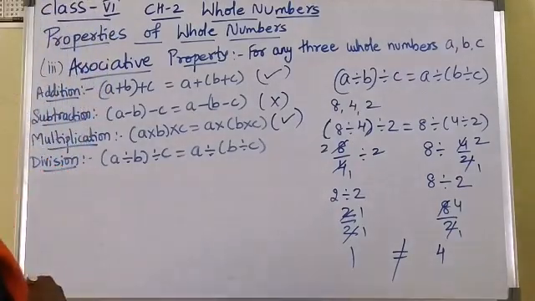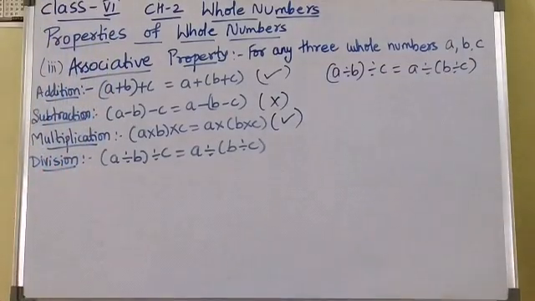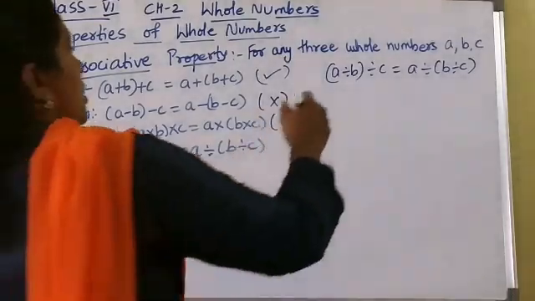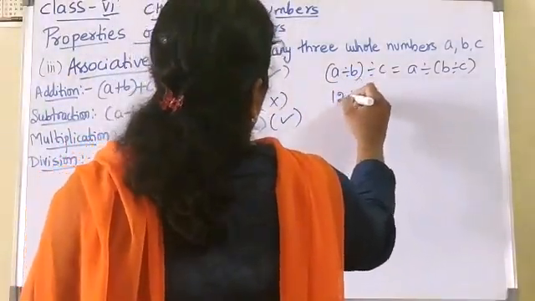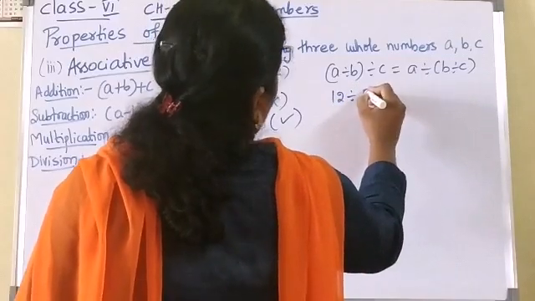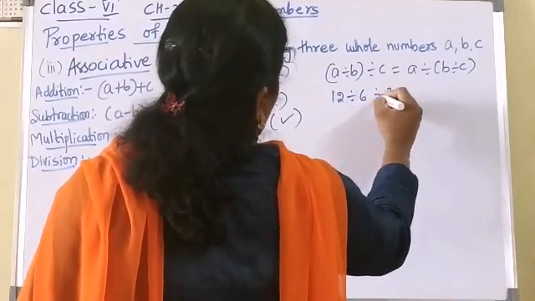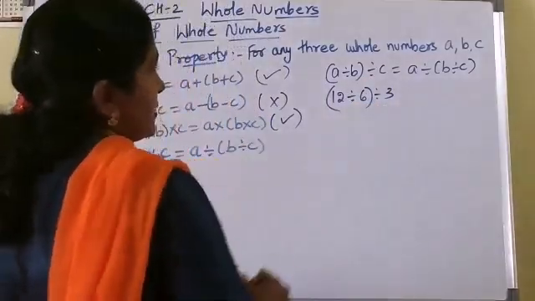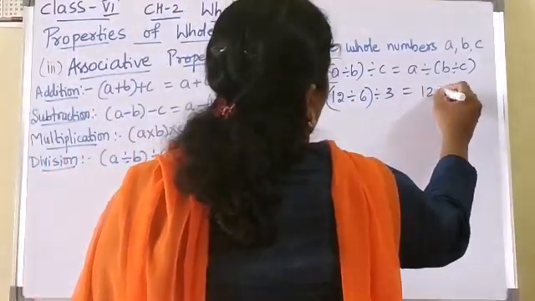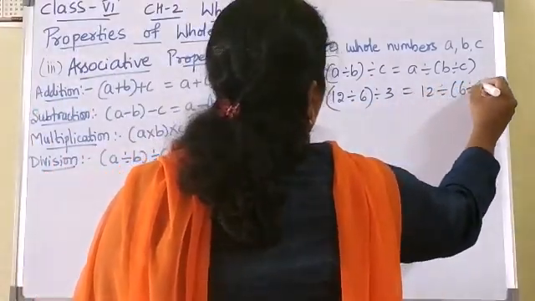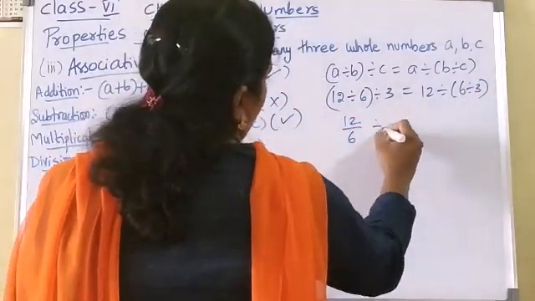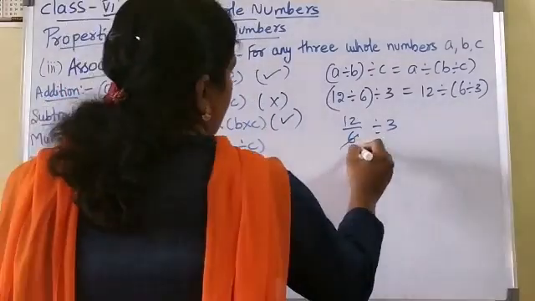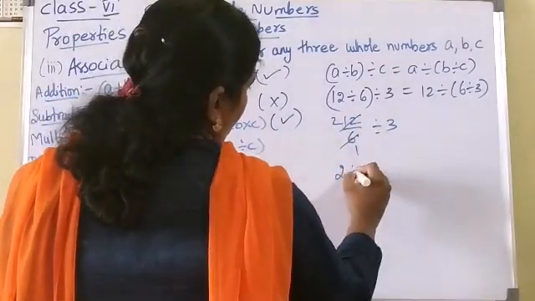Now we will take one more example. Coming to the next example, children. 12 divided by 6 divided by 3. Here I am giving the brackets. Okay. Coming to here, (12 ÷ 6) ÷ 3. Now 12 divided by 6 I will do as 12 by 6, and divided by 3 I am writing as it is. So 6 ones are 6, 6 twos are 12. So you got 2 divided by 3.